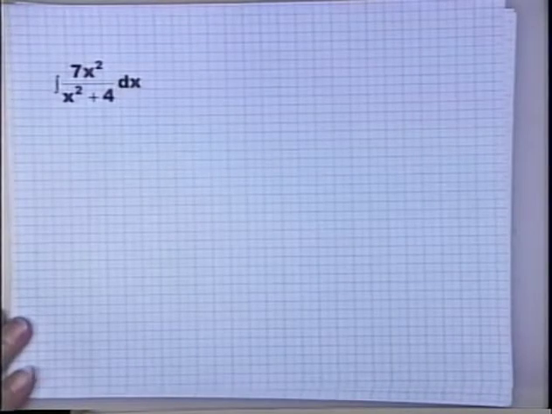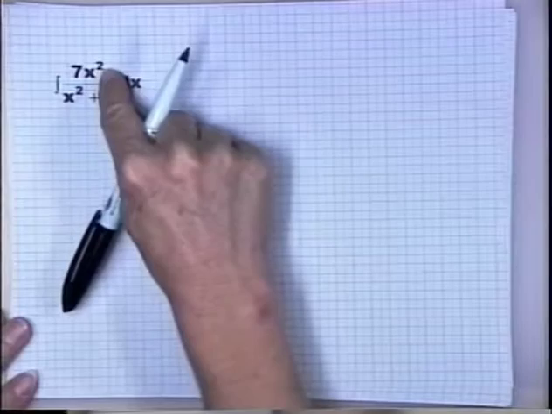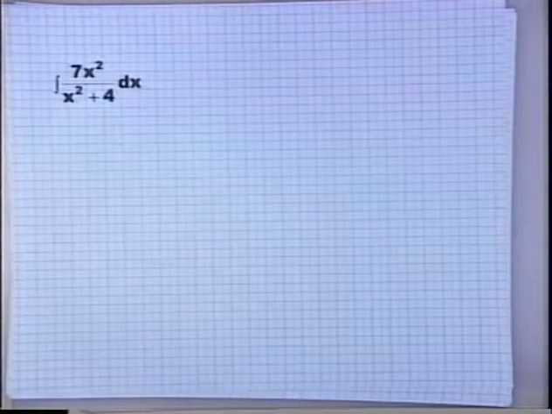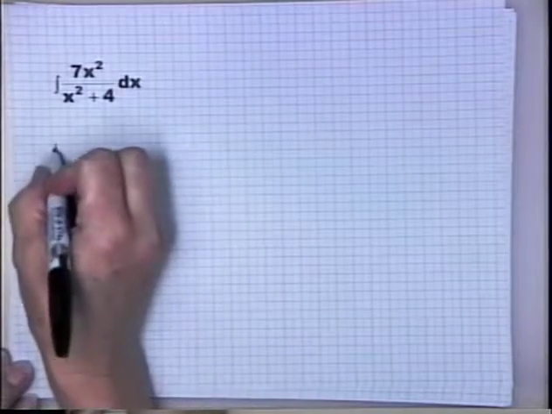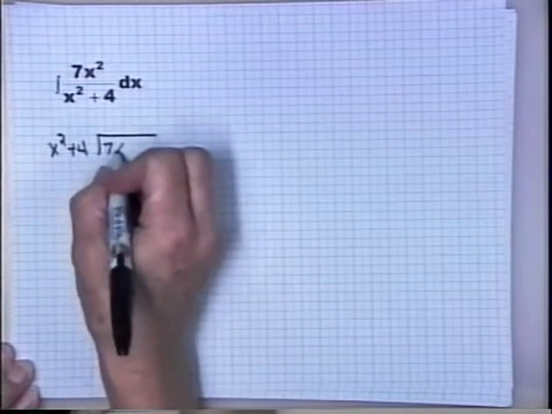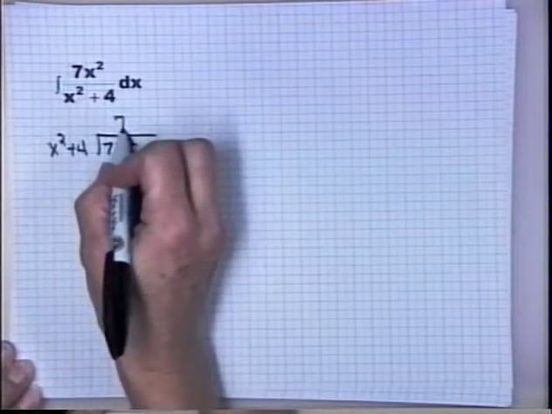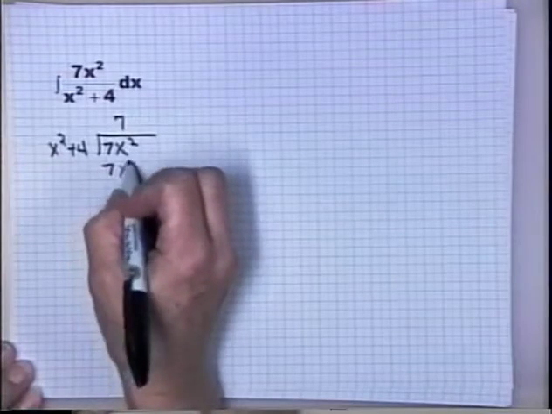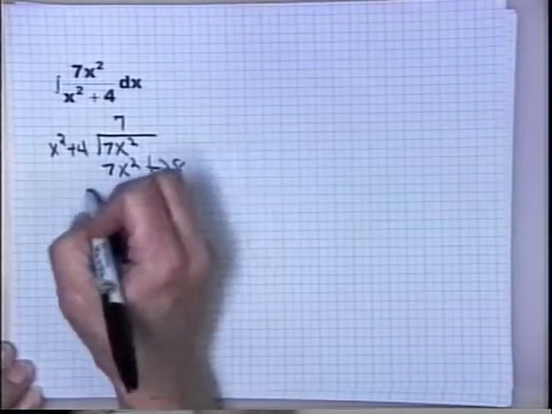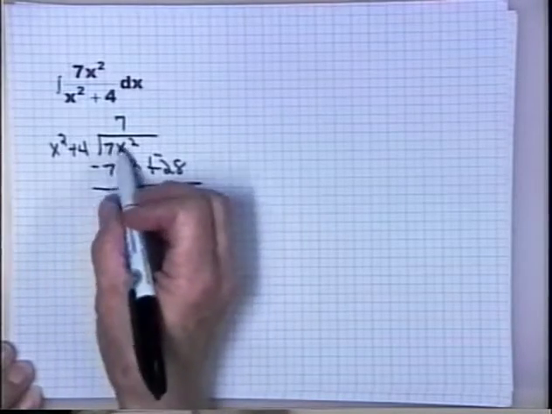Okay, this one was the one that we talked about was improper since these powers are the same. So we know that we need to divide this one. Okay, so I think I've got room, I'll just do it right here. X squared plus 4, we're going to divide into 7x squared. X squared into 7x squared will go 7. Multiplying, I get 7x squared plus 28. I need to subtract this from this. Those change signs. That'll be 0.